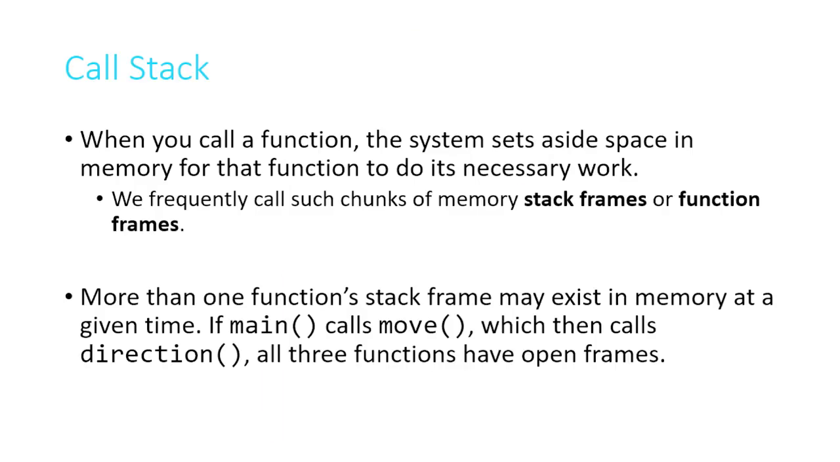Now, it's possible that more than one function's frame might exist in memory at any given time. So for example, let's say the function main calls another function called move. And then the function move calls another function called direction. At that point, all 3 of those functions have open frames. But in general, only one of those frames will ever be active. Only one of those functions is ever running at a given time, even though all 3 of them have space set aside and are sort of like hanging out, waiting to do something.